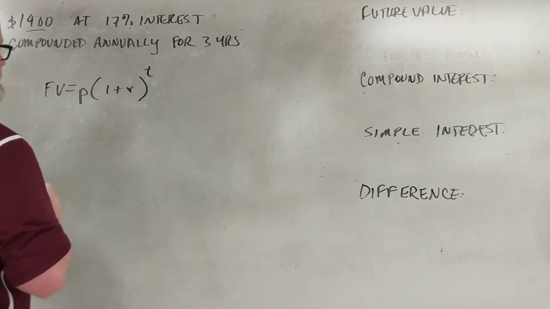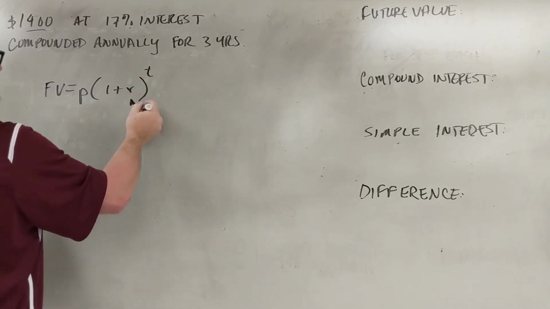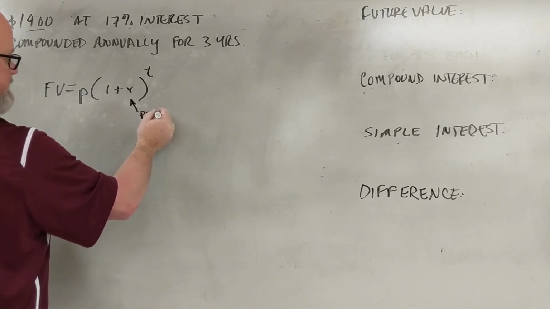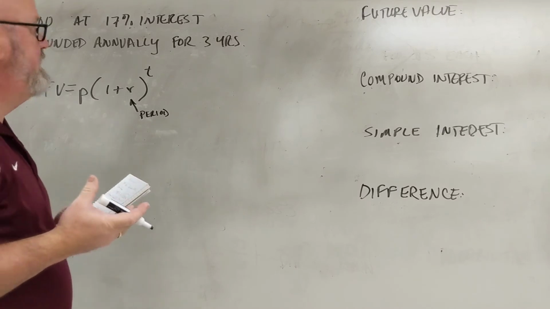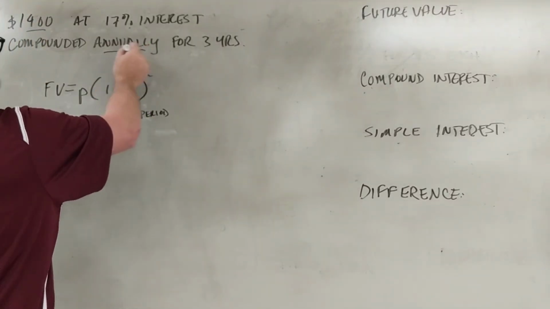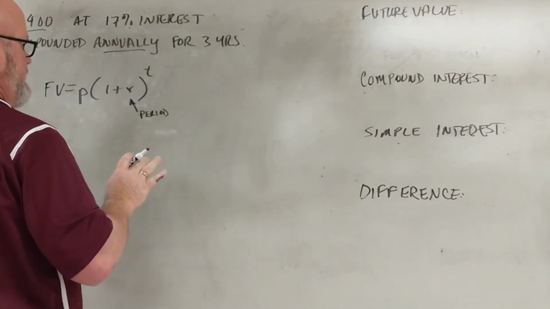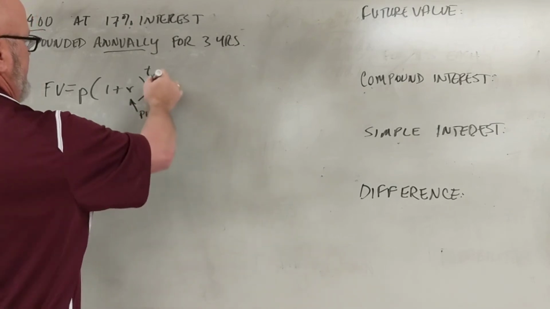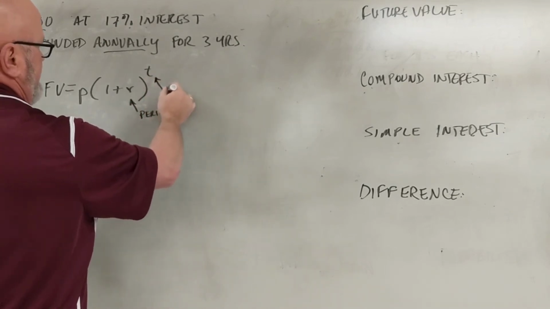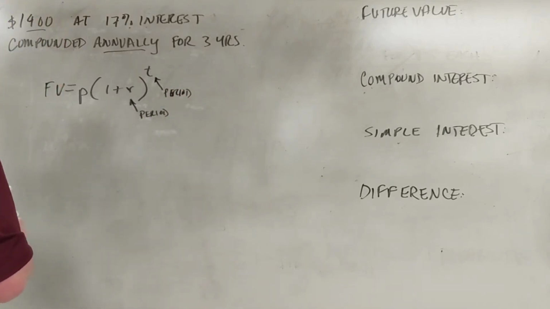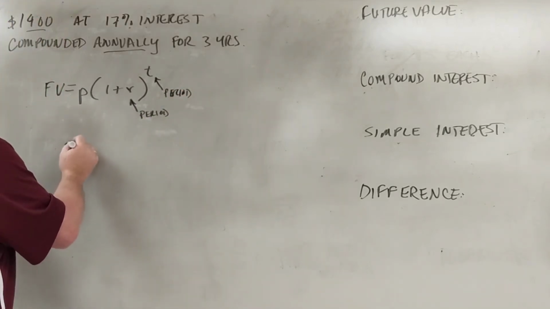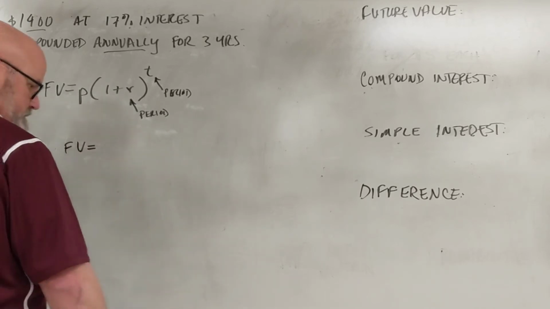raised to the time. Now this rate is a period rate, so it has to be divided up over how many periods there are in a year. Fortunately, this problem is done annually, so that's only 1 period a year, so we don't have to do any division. And this is a period time. So since we are calculating annually, this formula would be future value.